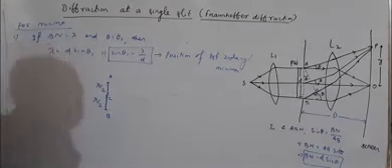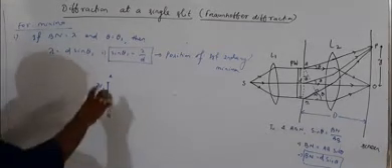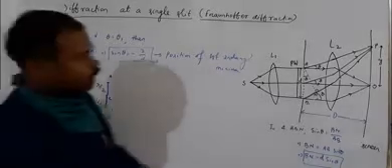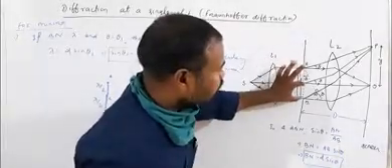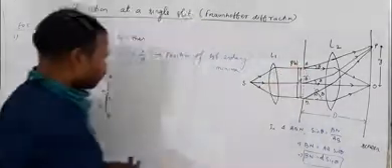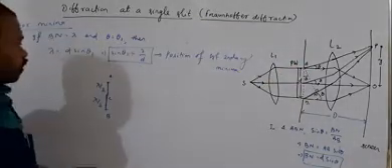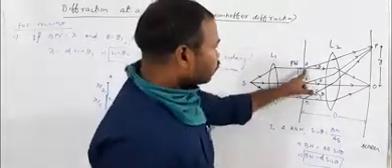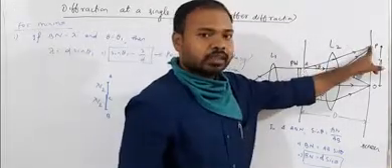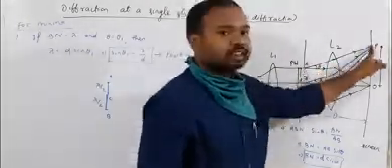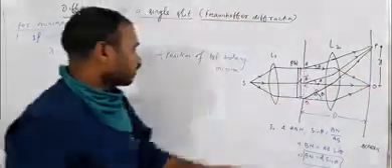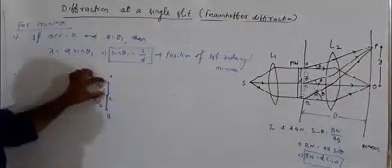In this case, the slit is assumed to be divided into two equal parts, each of lambda by 2. That means this part is lambda by 2 and this part is lambda by 2. Okay, then what happens? Now consider this point A and this point C. From point A, light reaches P. From point C, light reaches point P. What is the path difference between A and C? The path difference is lambda by 2.